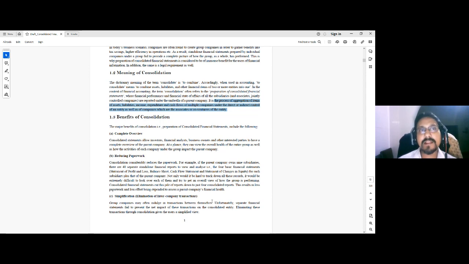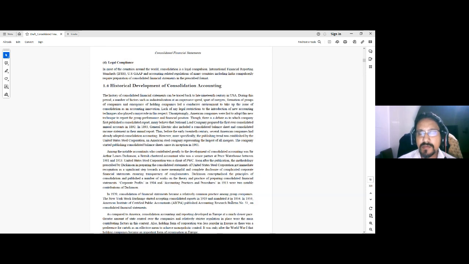And finally there are legal compliance requirements. In case of India, if we follow Companies Act 2013, then there is a clear mention that consolidation will be required for a company which is the parent company, for consolidating its subsidiaries, associates, and jointly controlled companies. So for legal compliance also consolidation is required. So either to provide a complete overview, or to have simplified transactions, or to reduce the paperwork, and finally for legal compliance, consolidation of financial statements will be required.